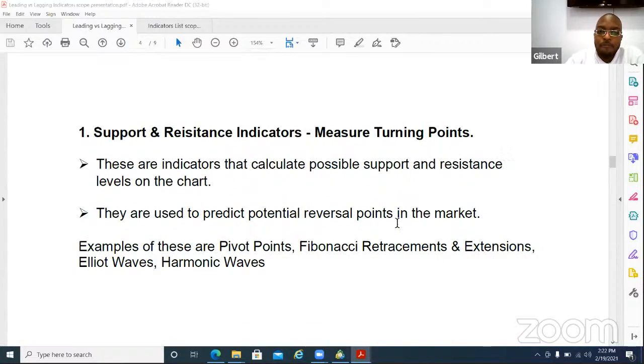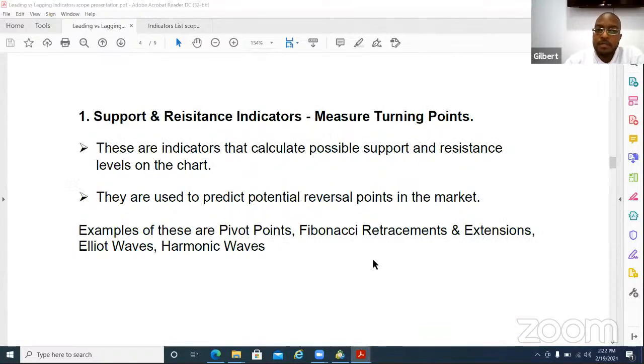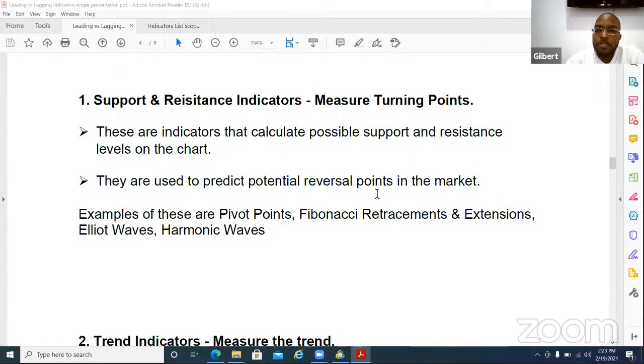All right, so let's begin with the first group of indicators. These are the ones to do with support and resistance. Now, I think I've misspelled resistance there, forgive me for that. Support and resistance, you can identify these levels visually, or you can calculate them. And there are indicators that calculate these possible support and resistance levels on your charts. What we use these indicators for is to predict potential reversal points in the market. So that's the basis of support and resistance. We're looking to identify potential reversal points.